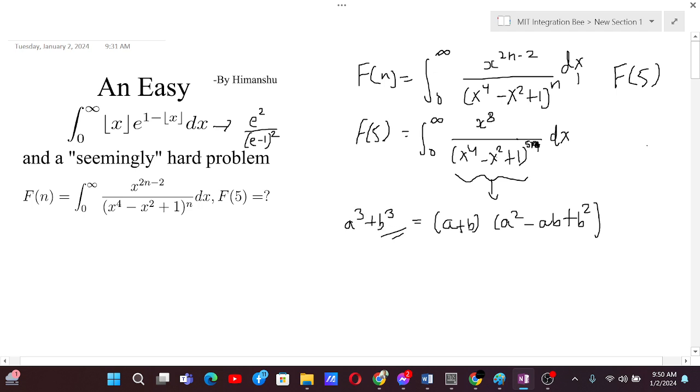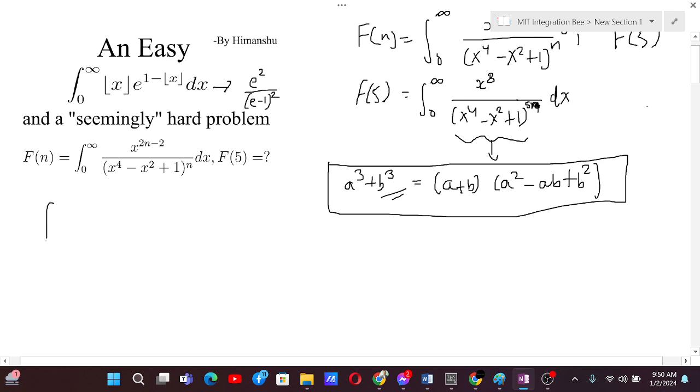And once we have a cube plus b cube form, that is x to the power 6 plus 1, then it's going to be really easy because we can apply the beta gamma function over there, and the thing that we need to evaluate is just different values of gamma functions. So once you realize that this can be used in this problem, it gets a lot simpler. So now let's try to do that.